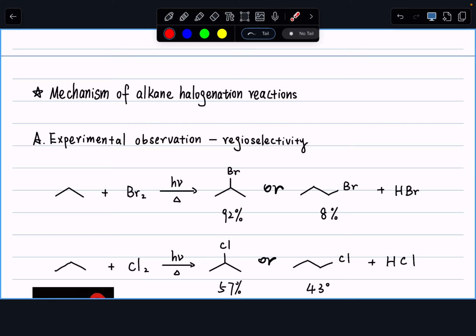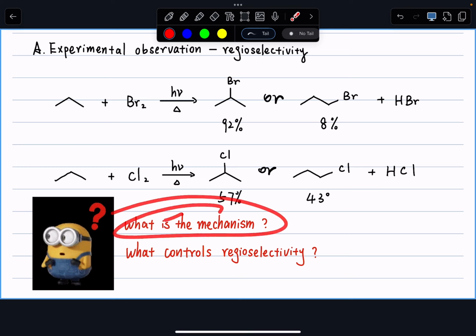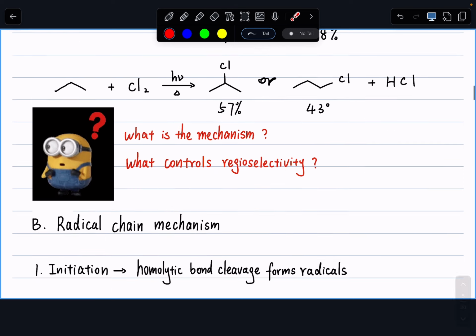So here I want to raise two questions that we will answer. One, how does the reaction take place? How do we write out the reaction mechanism of the halogenation reaction? Two, how do we understand the selectivity that's observed here? What are the factors that contribute to the selectivity? These are the goals we're trying to achieve. So let's focus on the reaction mechanism first. What is the reaction mechanism?